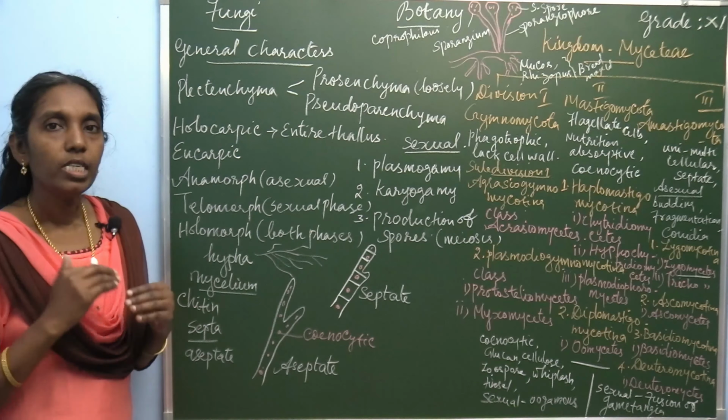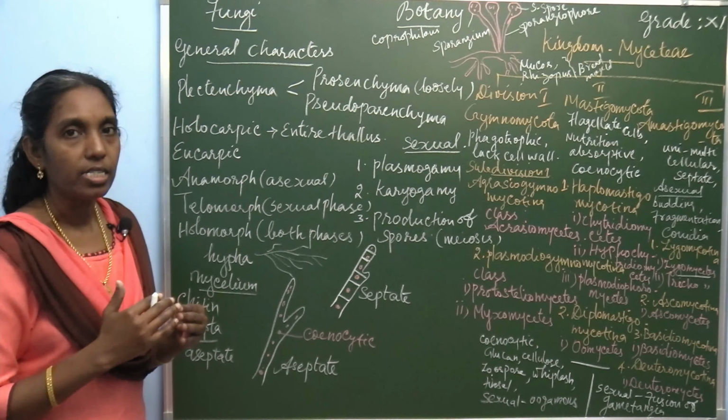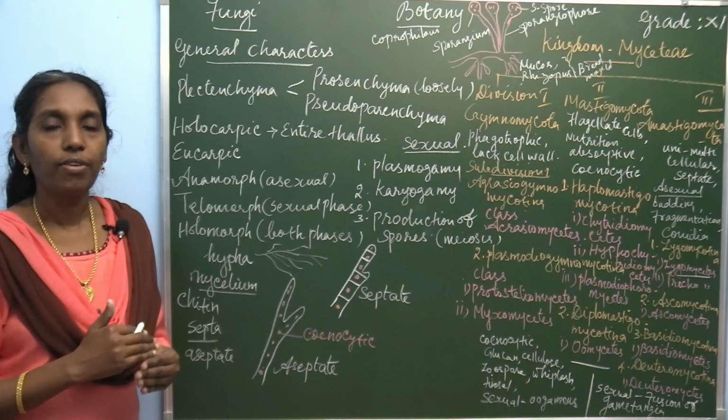Then asexual reproduction and sexual reproduction take place in fungus. There are two different phases, the asexual phase and the sexual phase. The asexual phase is called anamorph, and the sexual phase is called telomorph.